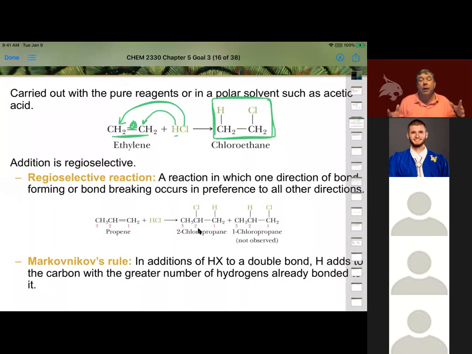What Markovnikov's rule says is that if you have hydrogens on carbons, the hydrogen will always be transferred to the carbon with more hydrogens. If you already have hydrogens, you're going to get that hydrogen. If you don't, you're going to get the other part, the chlorine or the bromine. So that's what we mean by regioselective: the hydrogen always adds to the least substituted carbon, and the other component adds to the more substituted carbon. Interesting rule. Do I have to remember it? Yes, but I'm going to explain why it works.